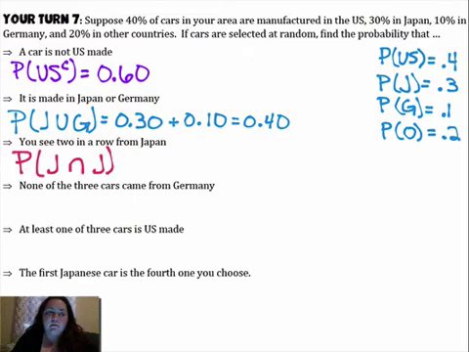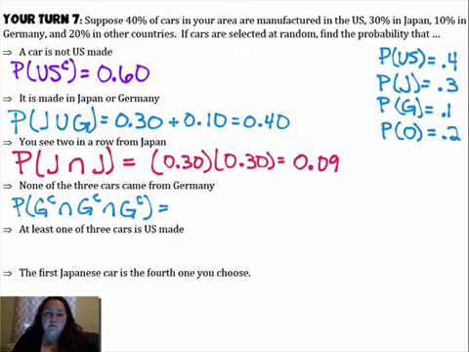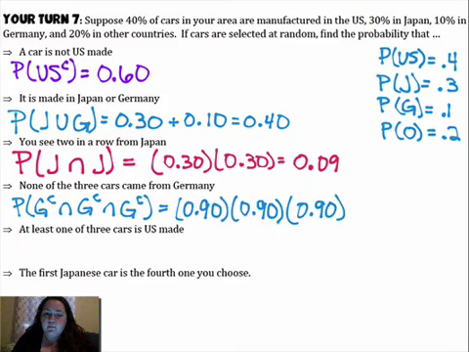They're disjoint. That you see 2 in a row from Japan. Alright, well, Japan is 30%. Multiply it by itself 2 times. I get 9%. None of the 3 cars came from Germany. So the complement of Germany 3 times. And then with the intersection, you're multiplying those probabilities. So the complement of Germany would be 90%. So 0.9 times 0.9 times 0.9, which gives me 0.729.